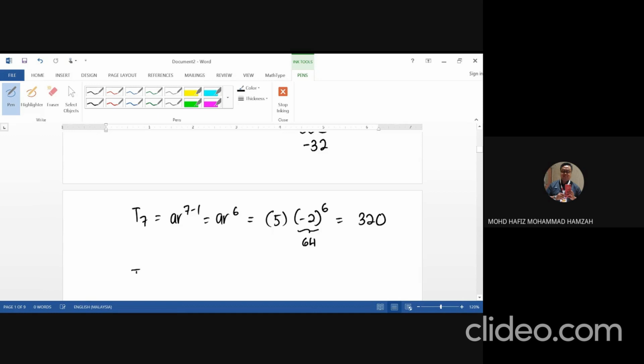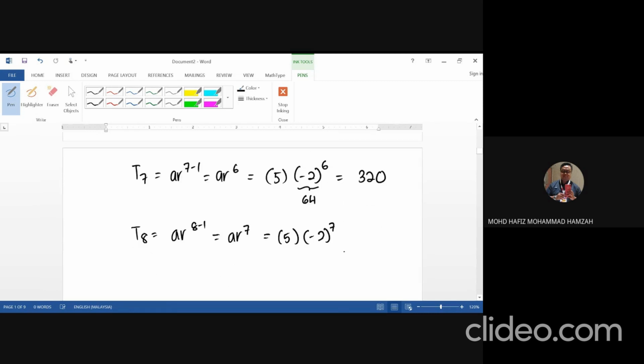And the 8th term, so this is AR to the power of 7. So A is 5, R is minus 2 to the power of 7. So this is negative 128. So you get negative 640.